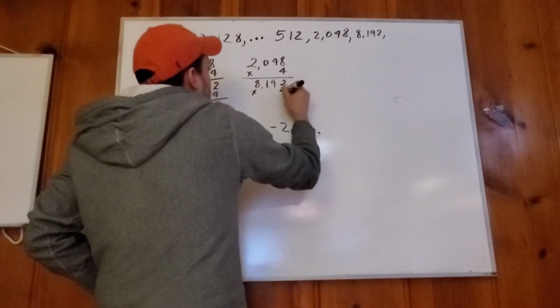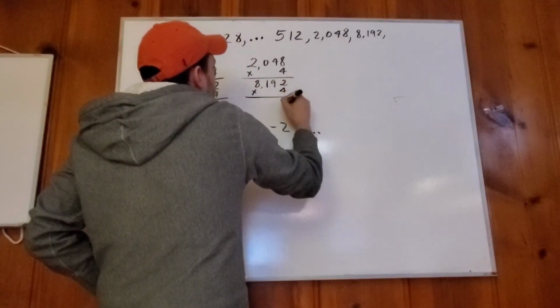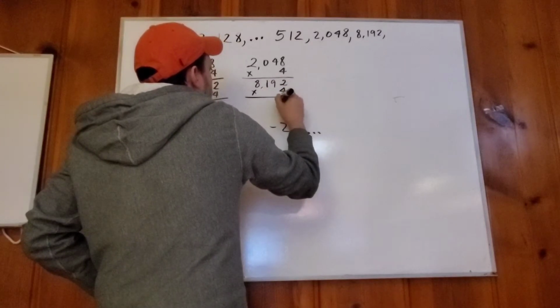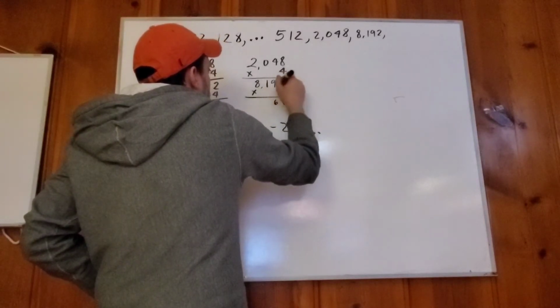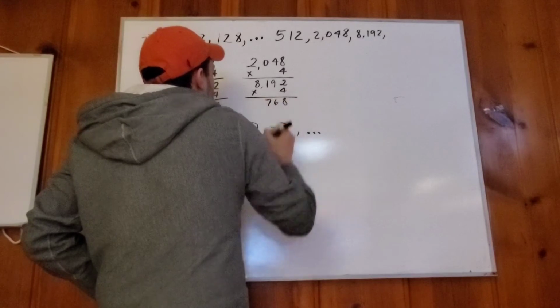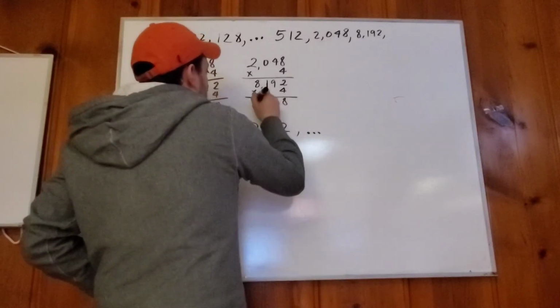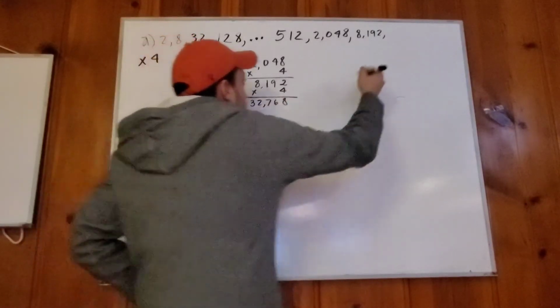And then I'm going to multiply that by 4 again. 4 times 2 is 8. 4 times 9 is 36, so 6 and a 3 goes up. 1 times 4 is 4, plus 3 is 7. And 4 times 8 is 32, so 32,768.